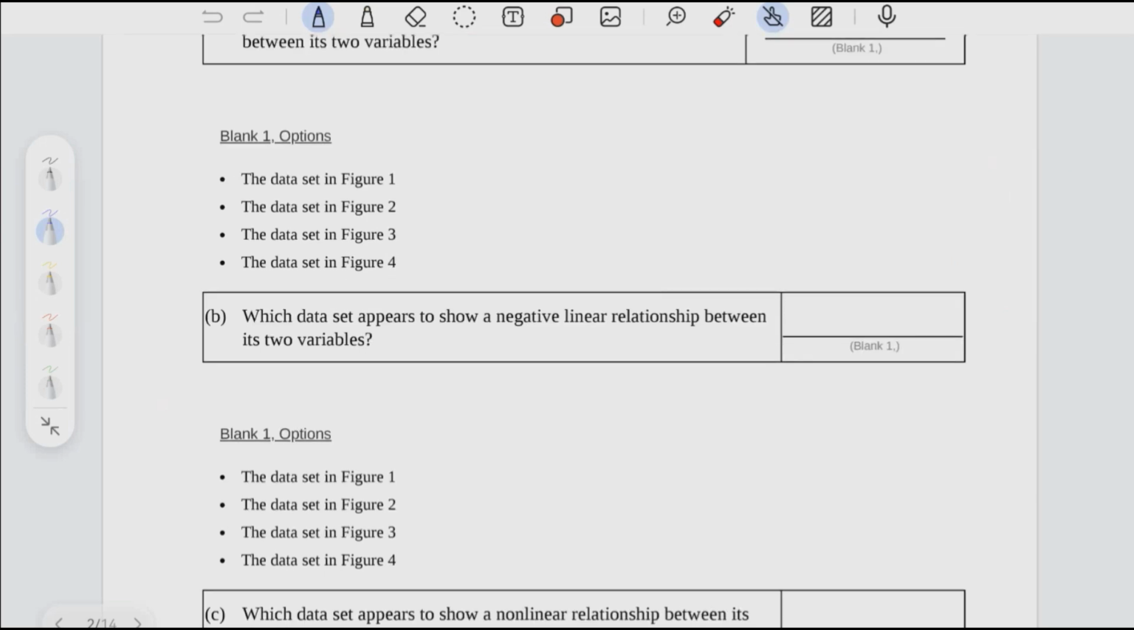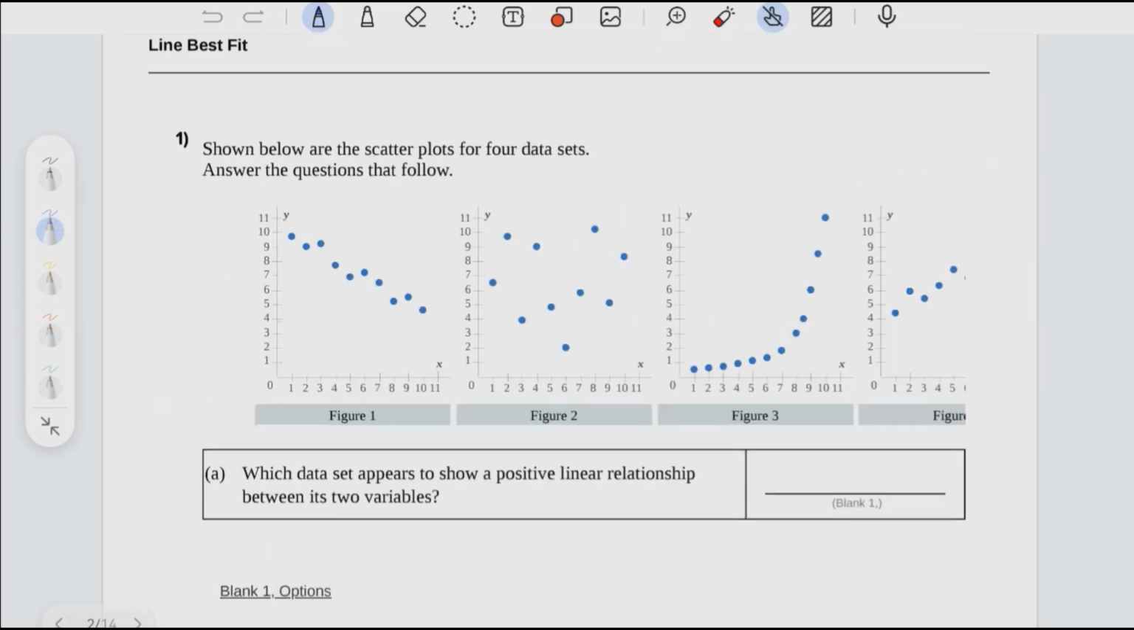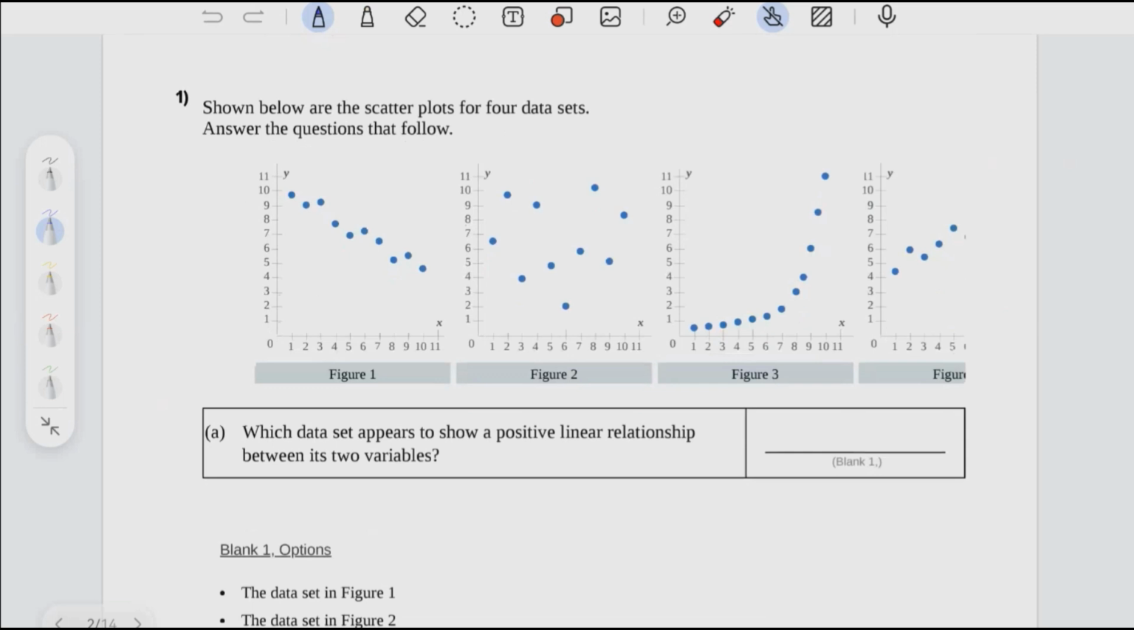For the second question, they ask for a negative linear relationship. For negative, the line of best fit will be going downward like this. So this one is the negative. The second graph shows no association. And for figure 3, as you can see, we have a curve. If we have a curve, it means that we have a non-linear relationship. This one is non-linear. And graph number 2 shows no association.